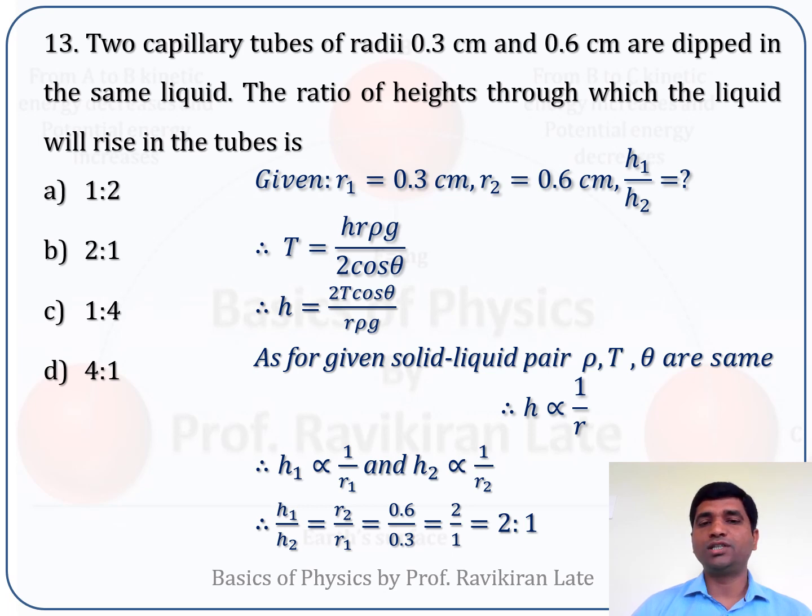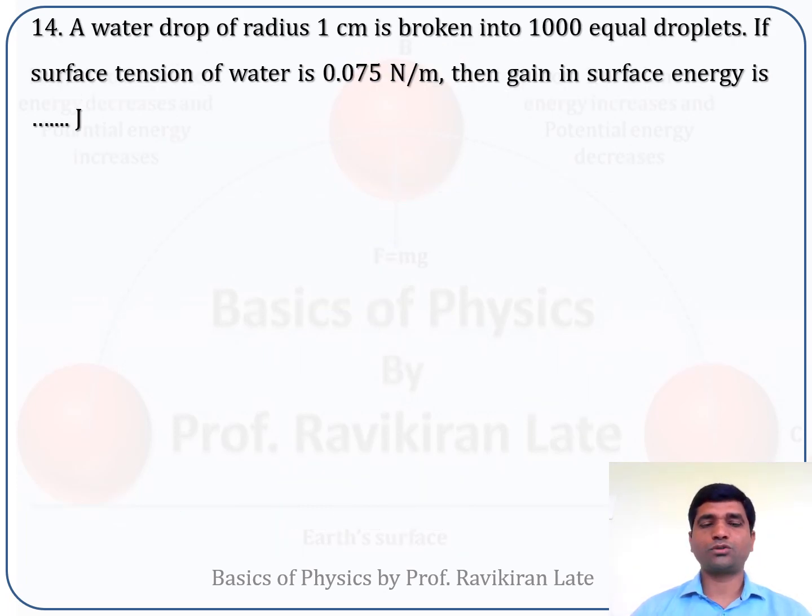The value of R2 is given to us, that is 0.6 centimeter. The value of R1 is given, that is 0.3 centimeter. So if I substitute these values, 0.6 divided by 0.3 comes out to be 2 divided by 1. So it is 2 is to 1. If you consider the options, option B is the most correct, appropriate option. Now we will move to the next question.